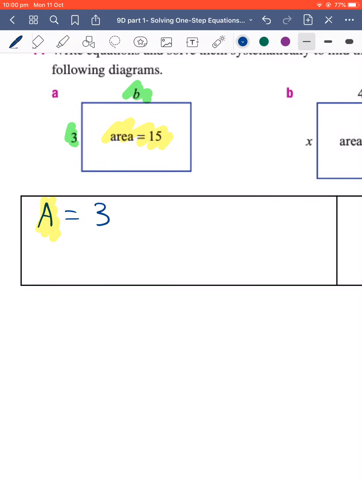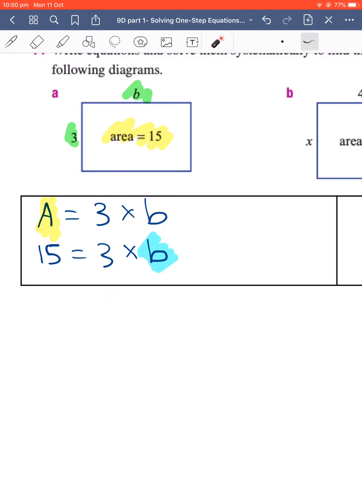So I have 3 multiplied by b, and let's substitute in now. So my area is 15 equals 3 multiplied by b, and I want to find the value of this b here. So I need to solve this systematically. So if I'm multiplying by 3 here, I then want to divide by 3, and I do that on both sides to give me my value of b.